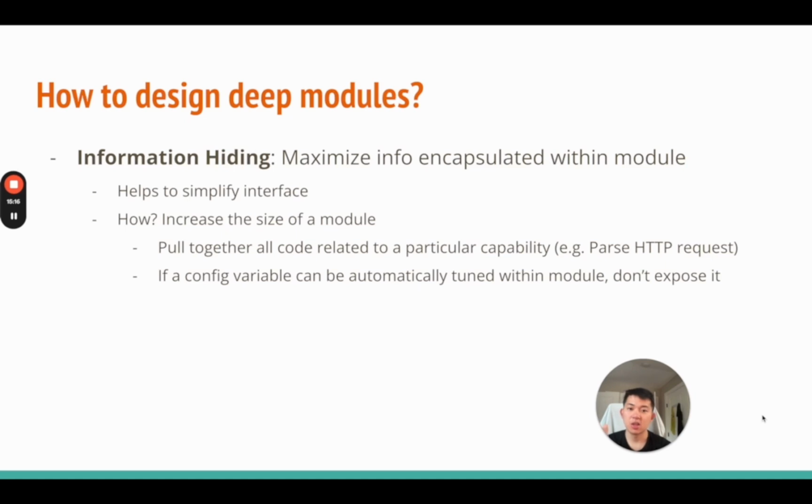Why is that the case? Because the book argues that when we design deeper modules, or modules with more meat inside, the module itself becomes more general, and this often results in a simpler interface. So how do we do it? We try to pull together small modules that are related to the same particular capability, like parsing HTTP requests. And if a config variable can be automatically tuned within the module, don't expose it, which results in a simpler interface.